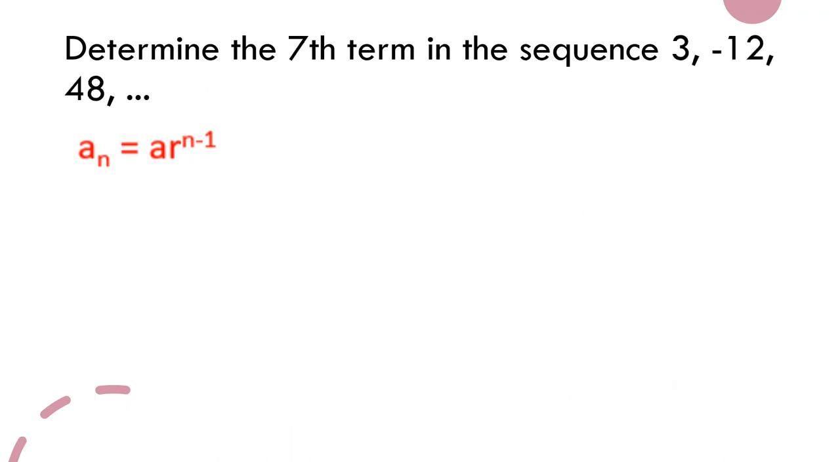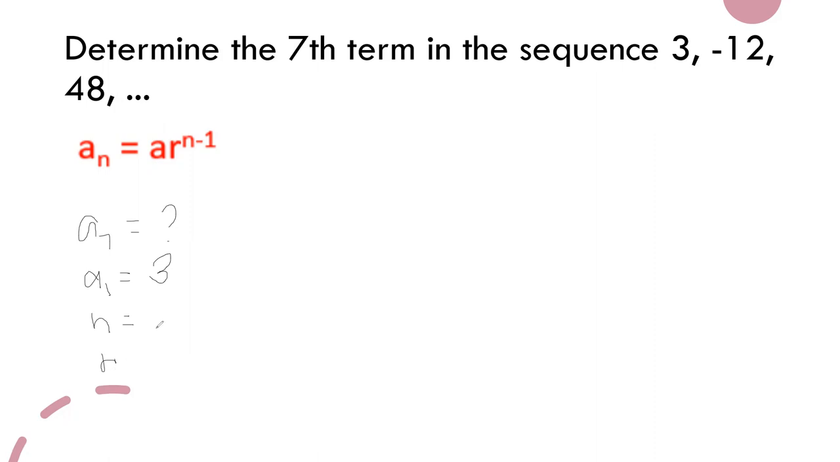How about this one? Determine the 7th term in the sequence 3, negative 12, positive 48, and so on. So we are looking for what term? 7 po. So this will be a sub 7, then a sub 1, then we have our n, and we have our r. A sub 7 is missing. What is our a sub 1? 3. That's correct. How about our n?